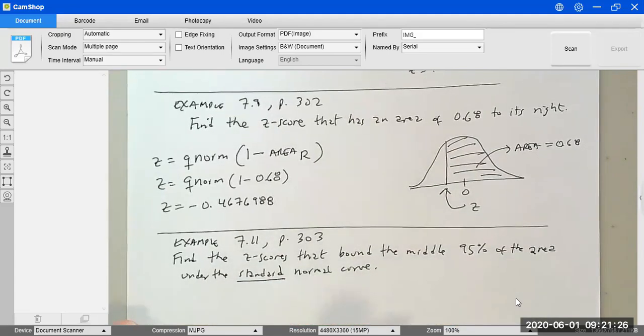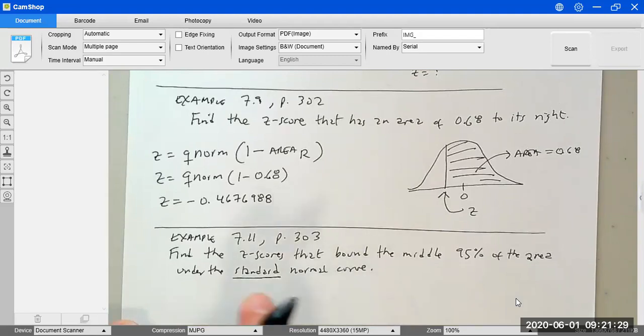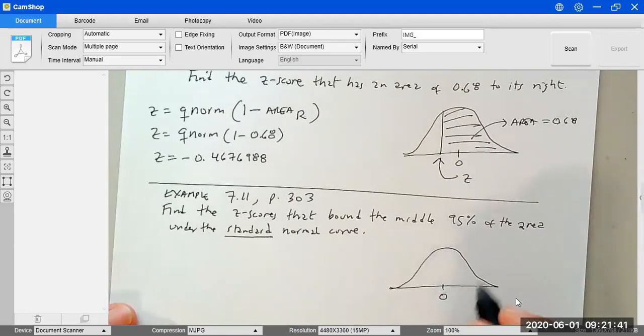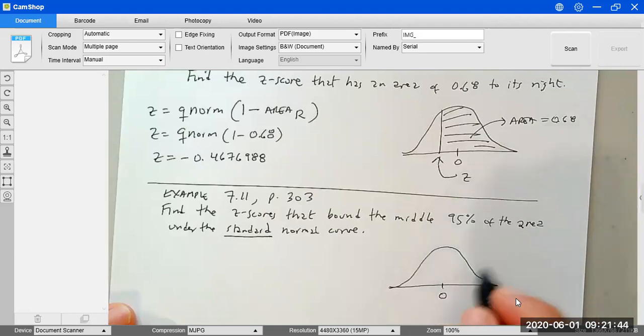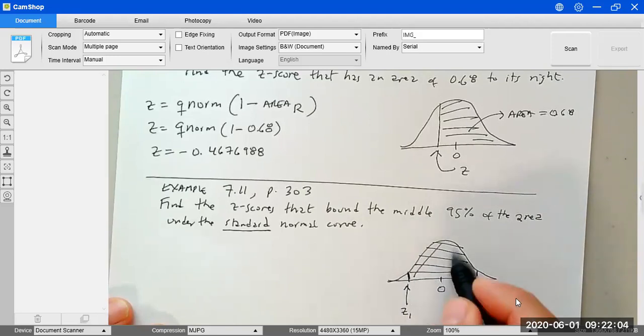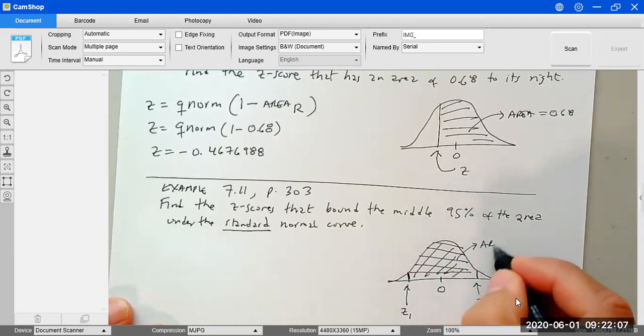And this is important. They are talking about the standard normal curve because the values might be different if you just talk about the normal curve. So 95%. So we have the standard normal curve with 0 here, and now we have 95% of the area. So we're gonna do this symmetrically. So let's say that these are the boundaries. So this is the lower z, or z1, and this is the upper z that we're gonna find, or z2, and the area in between is 0.95.